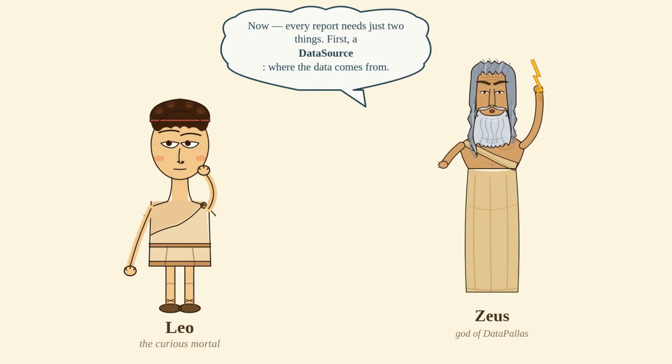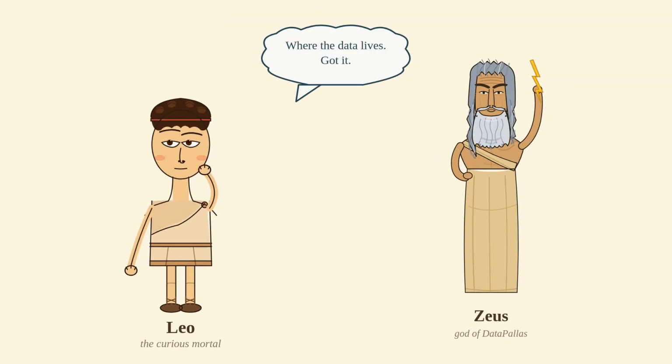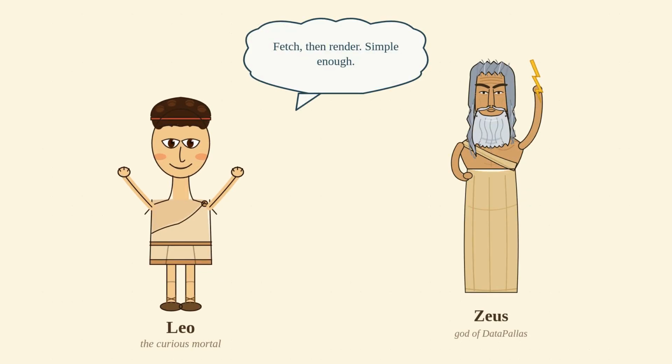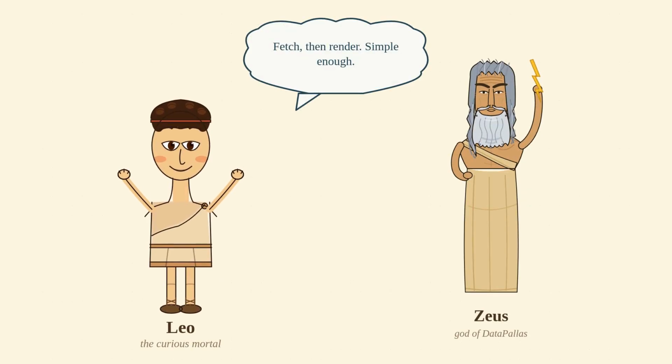Now, every report needs just two things. First, a data source, where the data comes from. Where the data lives. Got it. Second, the output template, how it's rendered into a document. Fetch, then render. That's the whole shape of it. Fetch, then render. Simple enough.